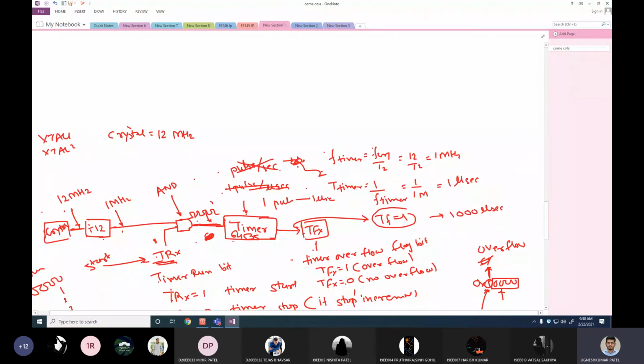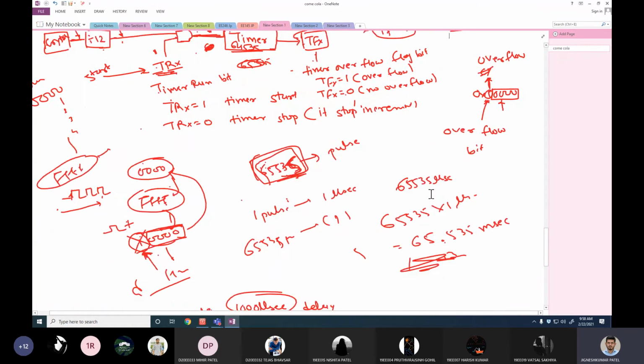Why can I say that? Because I have tricked the timer in that way. I started with this number and let the timer run. After how many steps will it overflow? It will overflow after 1000 numbers, because it has started with 64535, so at 65535 it will overflow. As soon as it overflows, it means we have received 1000 pulses, or in terms of time, 1000 microsecond has passed. So we have achieved our target.